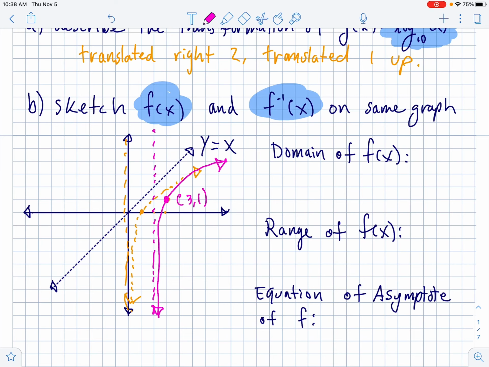Remember, if the point 3, 1 is on the curve, and you swap that, that means the point 1, 3 is on the other curve. So if I go over 1, up 1, 2, 3, that means that it crosses there. Now, mole man's runway is here at x equals 2. So that means Superman's runway is going to be y equals 2. So it would look something like this.